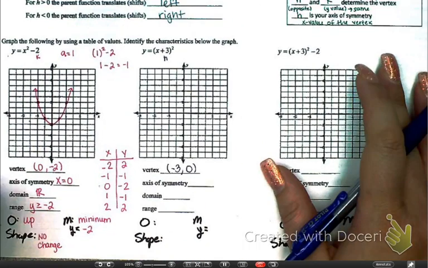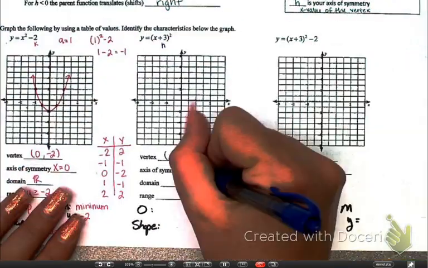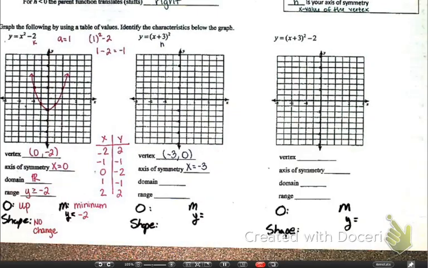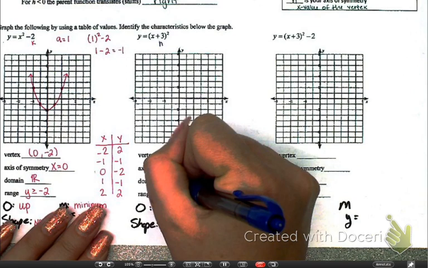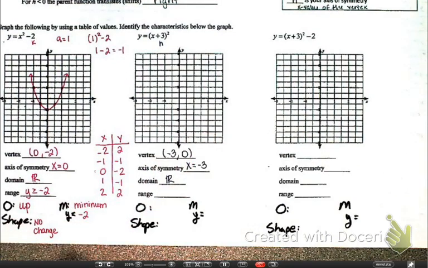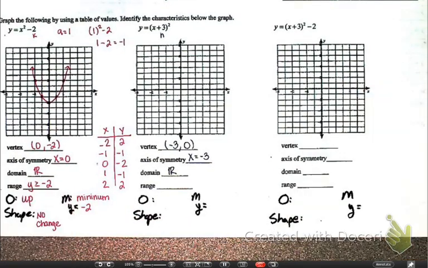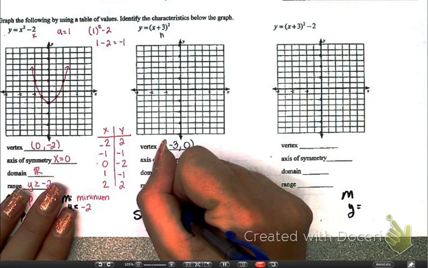What's the axis of symmetry? X equals -3. What's the domain? All real numbers. I'm going to come back to the range. What's my orientation? Down. Wait, oh, up. Yeah, it's +3. It's positive.